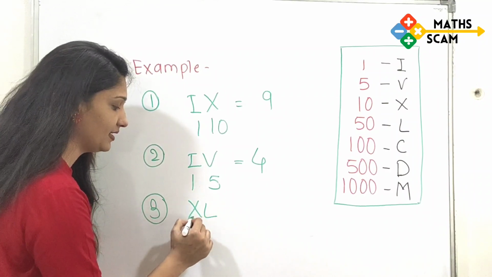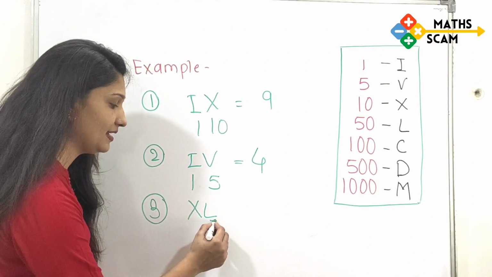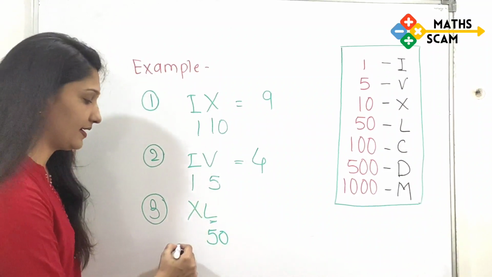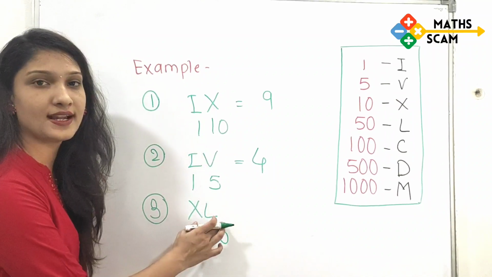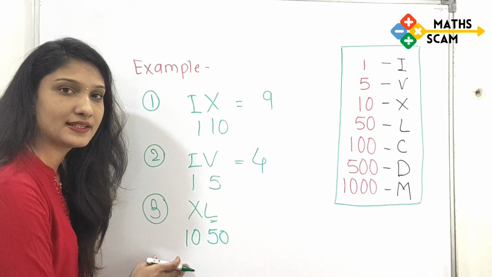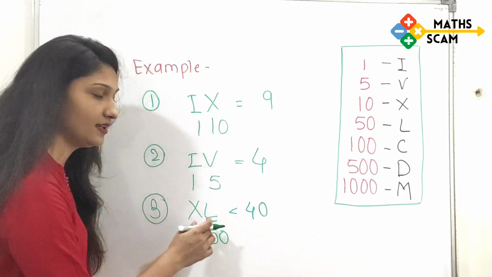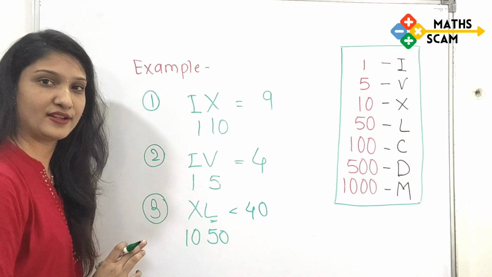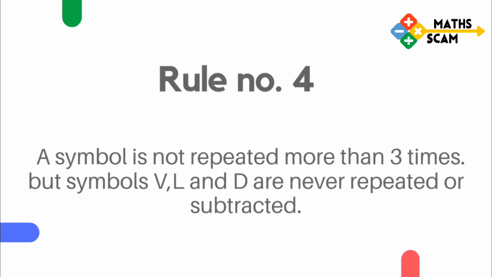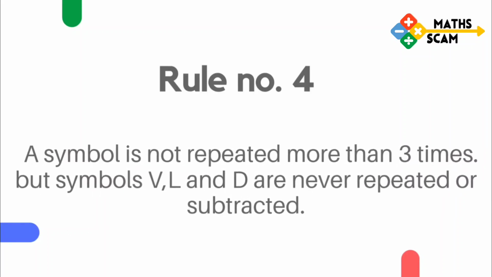Likewise, if we write XL, which is the larger number? L, because L is 50, X is 10. So here X precedes L. So what we'll do is 50 minus 10. 50 minus 10, 40. So how will we write 40? XL. Understood?